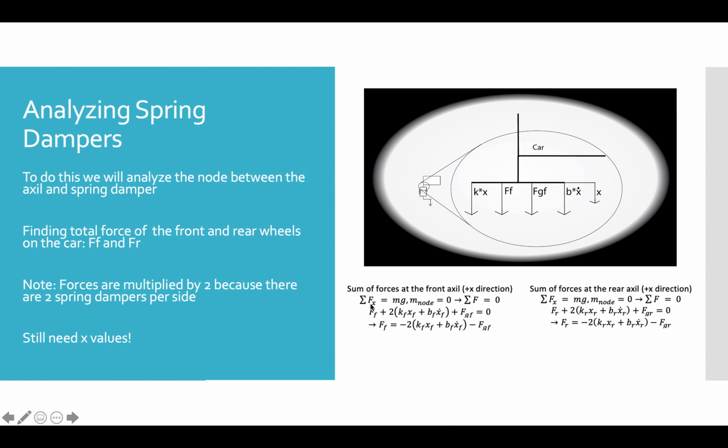By summing the forces in the x direction and recognizing that the mass of the node equals 0, we can easily solve for the force of each node acting on the car for both the front wheel and the rear wheel. Now that we have these equations for force acting on the car, we must find xf, x dot f, xr, and x dot r.